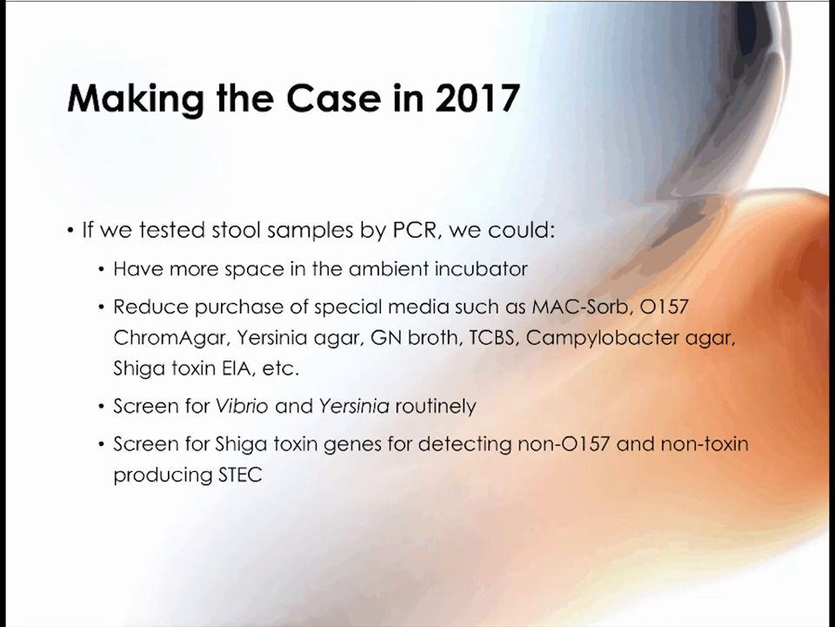We can screen routinely for Vibrio and Yersinia, something that we right now have a separate order for, as recommended by some of the guidelines. But the most important thing is we can screen for Shiga toxin genes that are able to detect non-O157. That's the only genotype, the only group that we are able to detect right now in the clinical laboratory, but also non-toxin producing Shiga toxin E. coli. And I think this is an important point, the data that I will show in different slides.